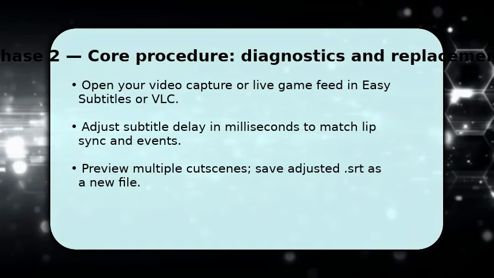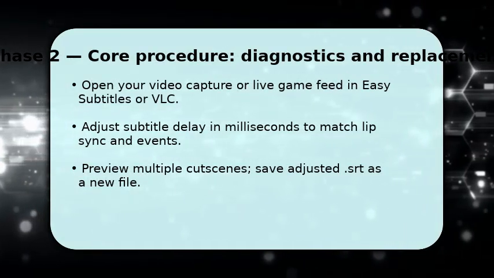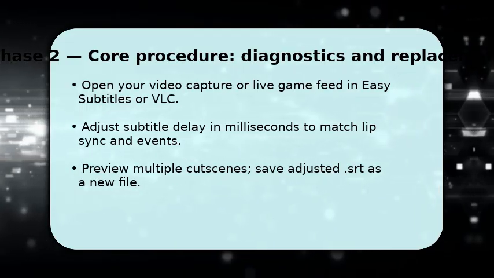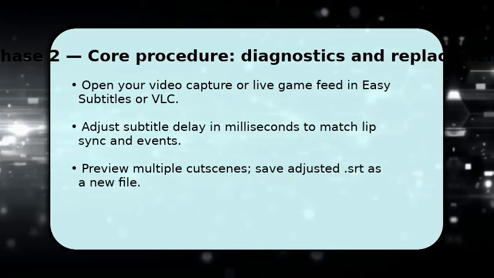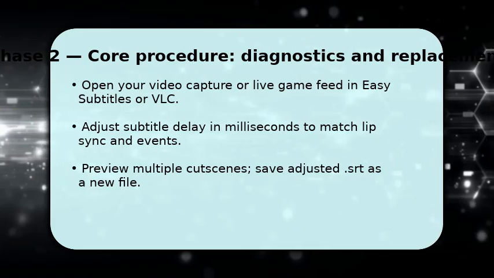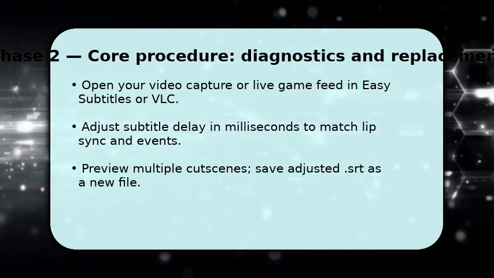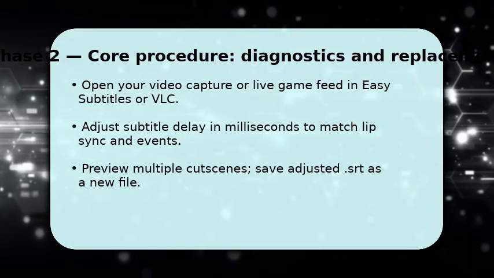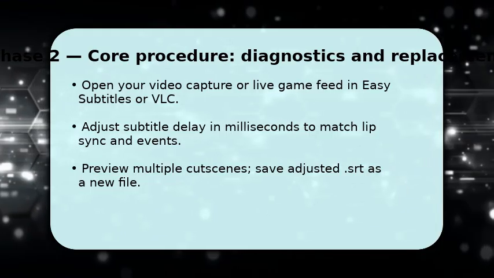Play a scene and observe where lines appear versus the audio. Use the subtitle delay control to shift timing in milliseconds until text matches speech. Once you see correct lip sync, test several different cutscenes because timing can drift. When consistent, save a new SRT with a version name so you can revert. Make sure to keep backups of original files.